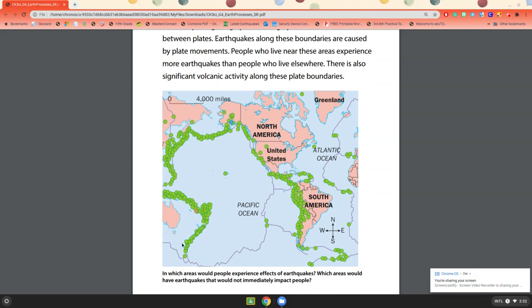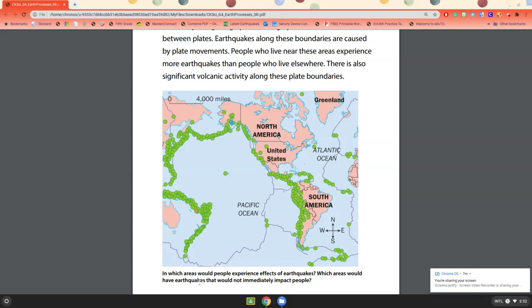So this is what we call the Ring of Fire. And I told y'all that a few weeks ago. Now, in which area would people experience the effects of earthquakes? So mostly the people who live in and around the Pacific Ocean right here.